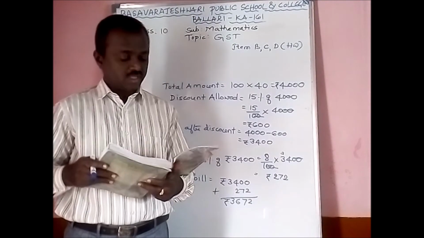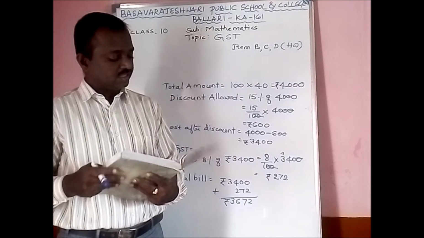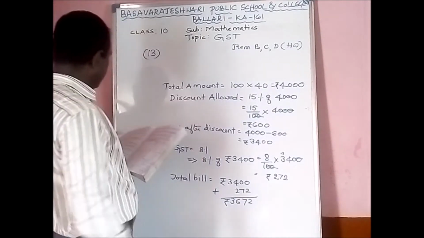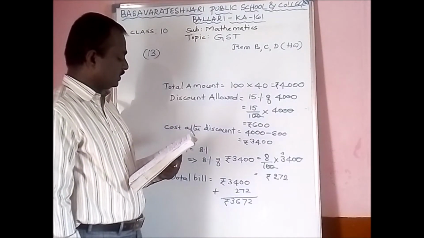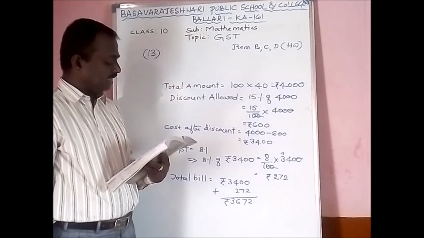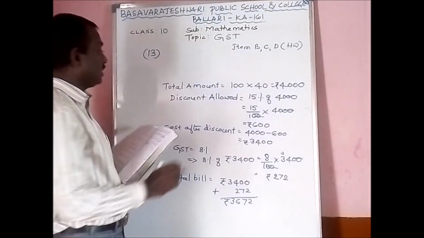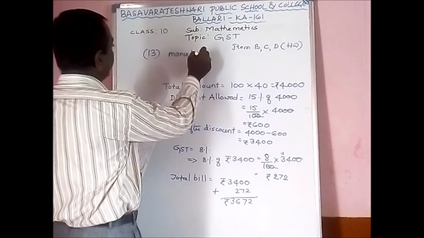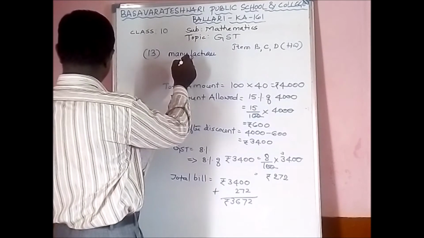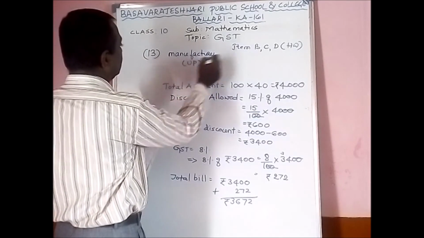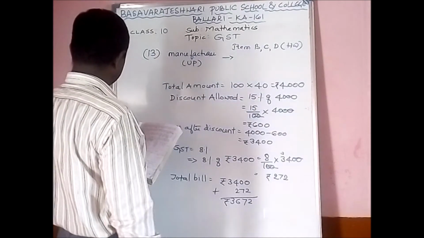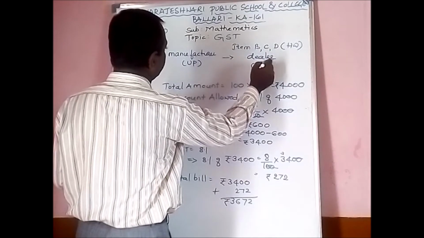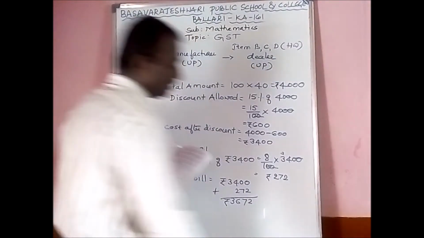So now move on to the 13th. A cycle manufacturer in Ghaziabad, UP sold a cycle to a dealer in Agra. So it is the same state, you have to remember that. The manufacturer in UP is selling a cycle to a dealer in Agra. The dealer is also from UP, isn't it?